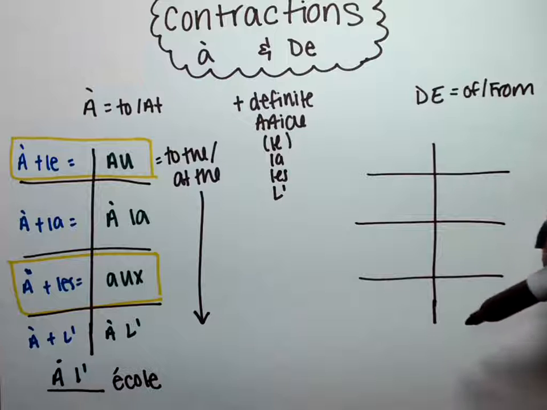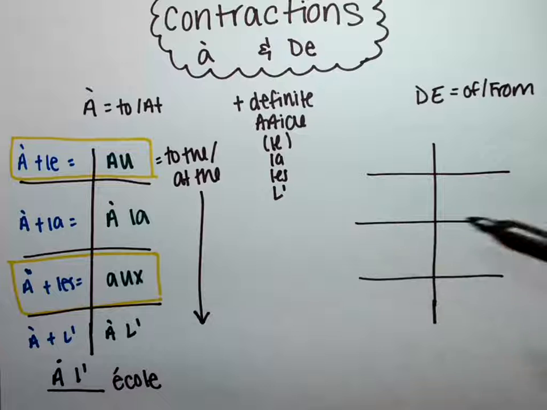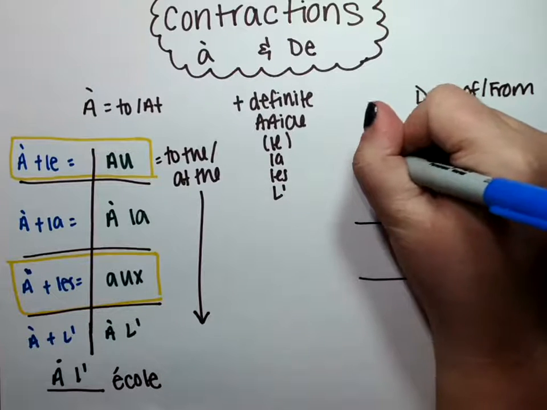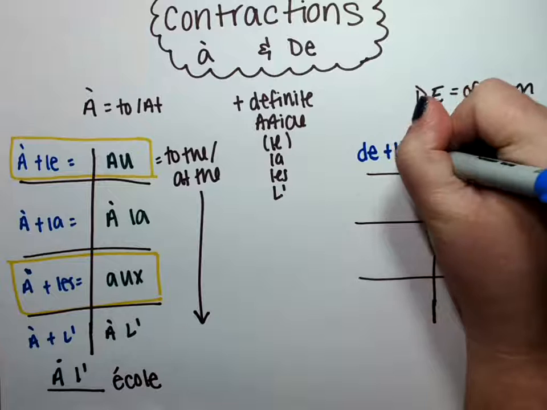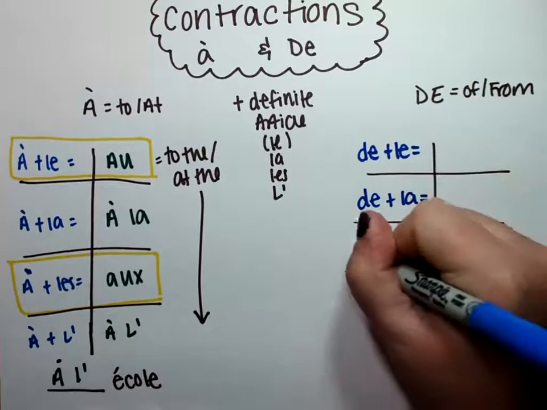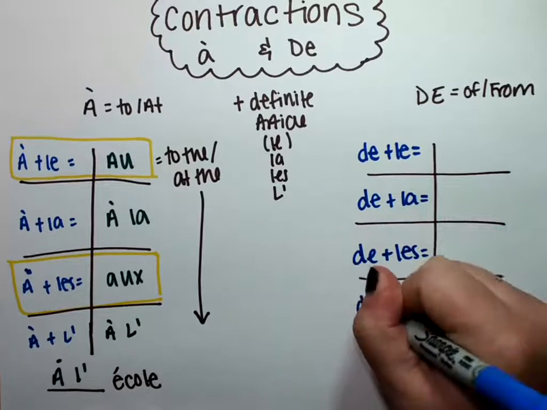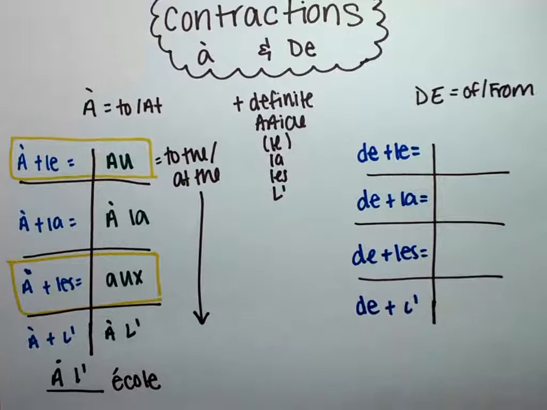All right, let's talk a little bit about the contractions with de. So contractions with de are pretty much the same concept as these ones. We're going to just take de plus our definite article instead of à. So I'm going to go through and write my de plus definite article. If you're following along, taking some notes at home, now is a good time to make sure you get caught up. So we have de plus le, de plus la, de plus les, and de plus l'apostrophe.